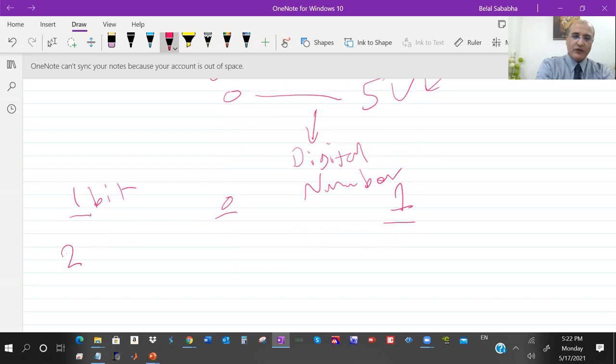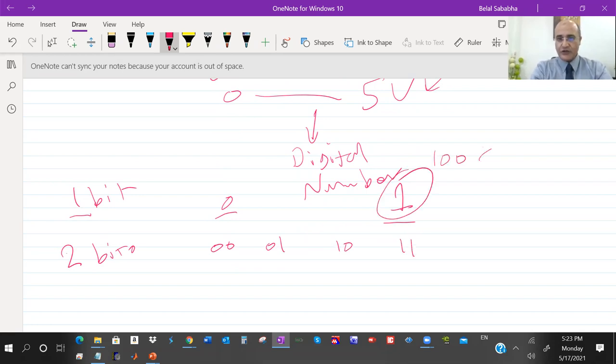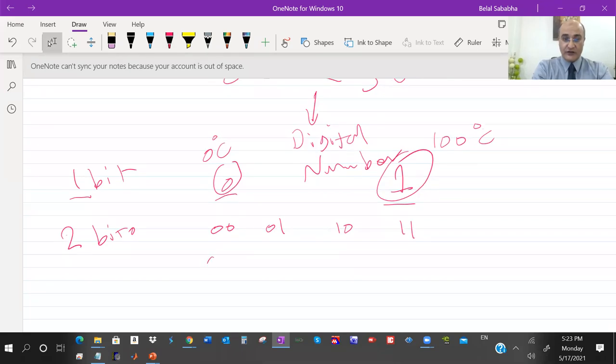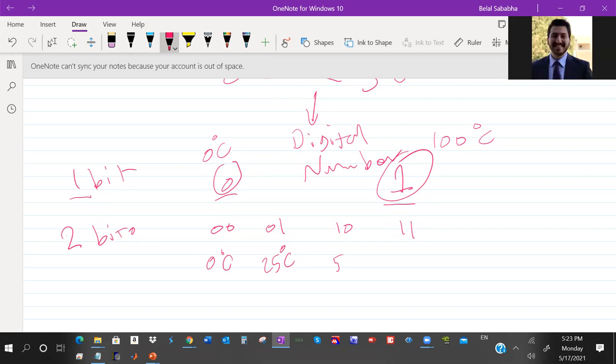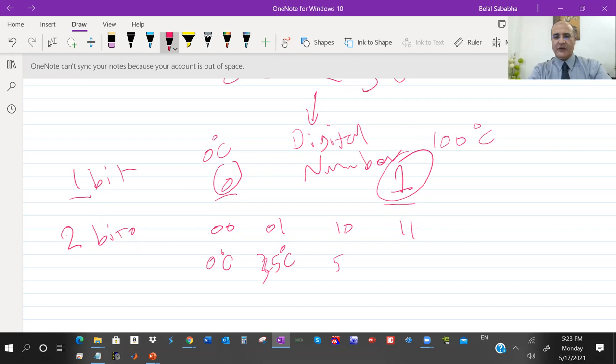What if I was able to represent the voltage in 2 bits? Then in this case, I'll be able to have 00, 01, 10, 11. So instead of recognizing 100 Celsius and 0 Celsius in the 1 bit case, I'll be able to recognize 0 Celsius, 25 Celsius, 50 Celsius, or you know, 33 Celsius and 66 Celsius. Okay, it's divided by 4, yes, the 100 divided by 4. 0, 30 something, 60 something, and 100 maybe.